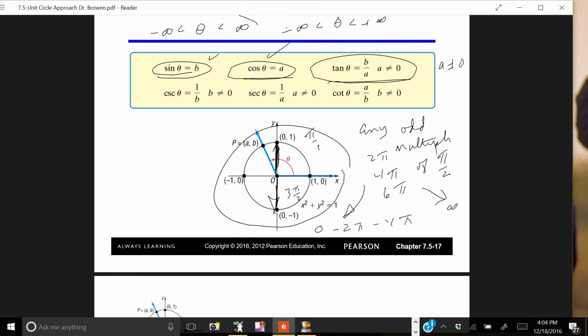Now, cosecant of theta is equal to 1 over b, and so theta can be between infinity and minus infinity, except if the value makes b equal to 0.